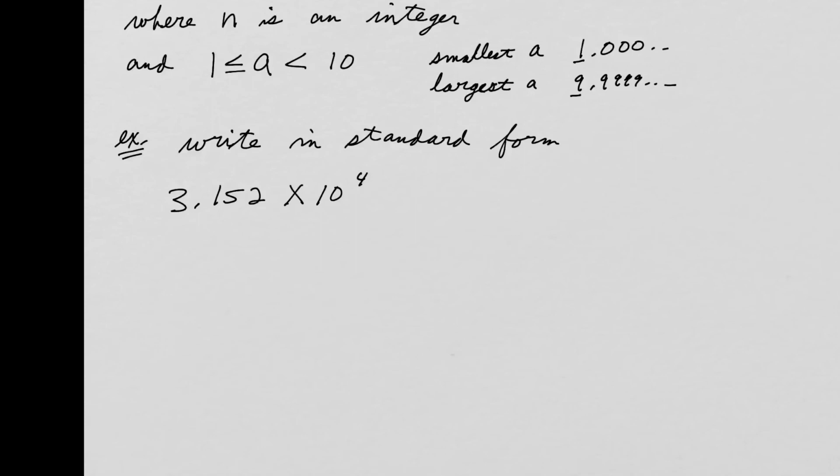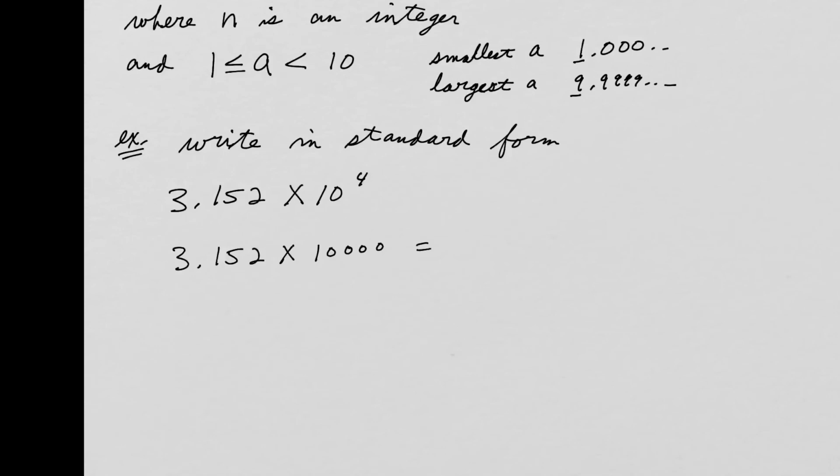So the way I think about this is if you have a positive exponent, then this is going to represent a very large number, right? In fact, you can think of this as 3.152 times, and then 10 to the 4th is 10 times 10 times 10 times 10. That's 1 with 4 zeros after it. So if you were to multiply that decimal value by 10,000, right, 1 with 4 zeros after it, that's equivalent to moving the decimal point 4 places to the right.